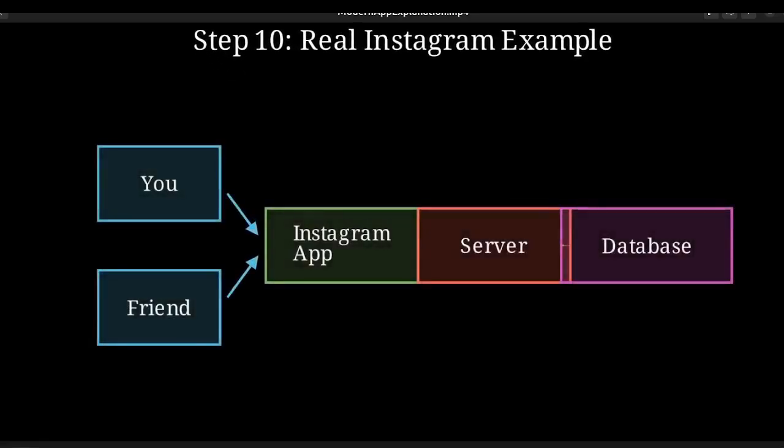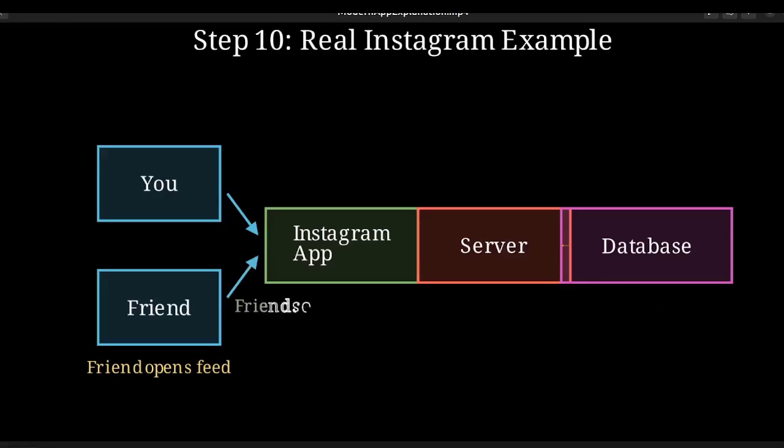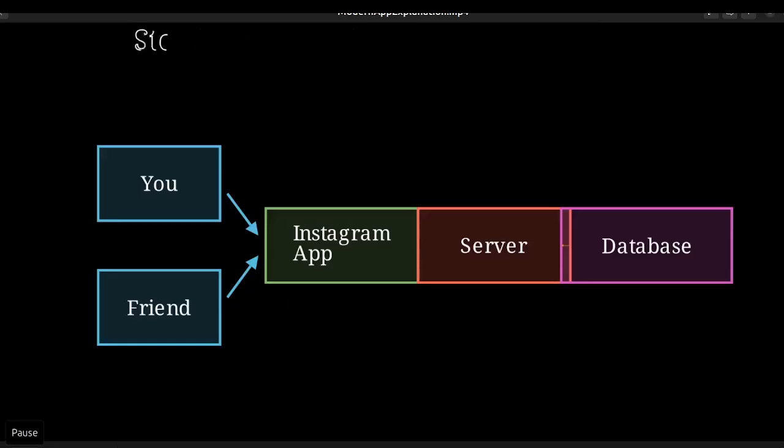Now let's take a real Instagram example. You upload your photo to the Instagram app, then it is sent to the server and the server inserts it into your posts. Now your friend opens your feed. When they go on the Instagram app and open the feed, it sends a request to the server, the server talks to the database, and then it retrieves your feed from it, and then sends it back to show your friend. Now your friend can see your post.